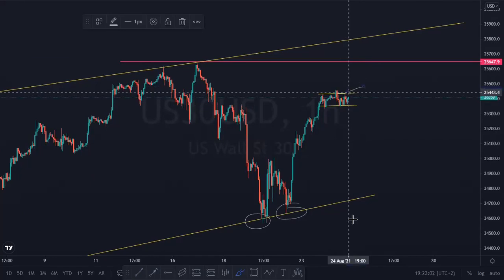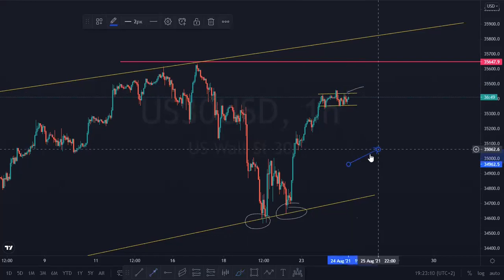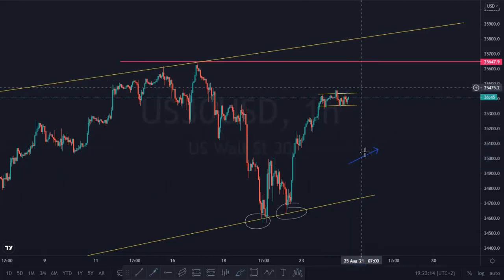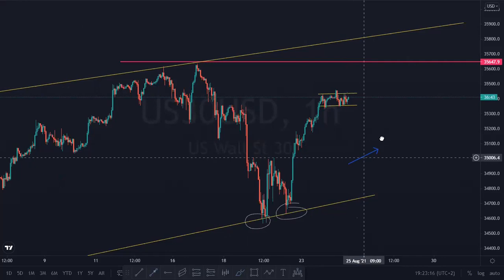Let me just move this. Why am I using this? Let me just move it. I prefer to use these arrows now. Okay, yeah, it's fine. Let me just move this. Sorry.